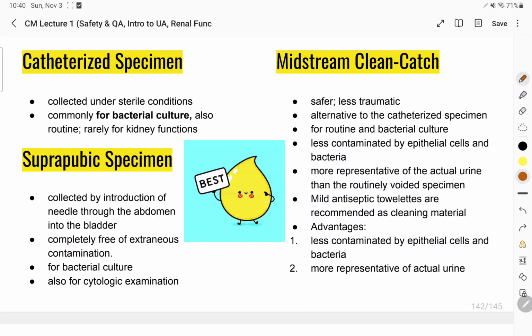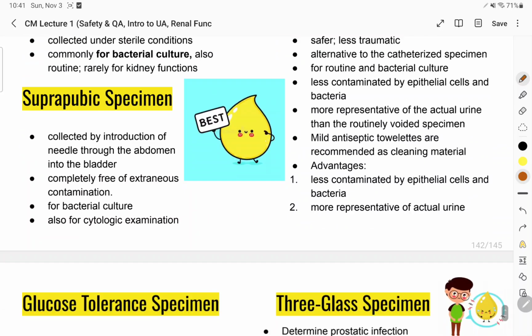So what happens with your midstream clean catch: of course, you instruct the patient, ma'am, to clean the genitalia with mild antiseptic towelettes. Then you instruct the patient to void the first part of the urine, then catch the midstream, until the desired volume is obtained. After that, the patient voids and discards the remaining urine.